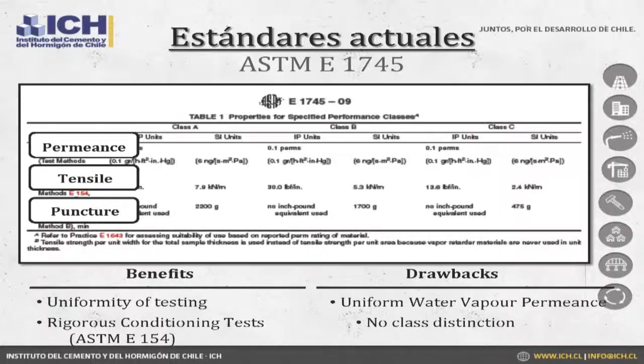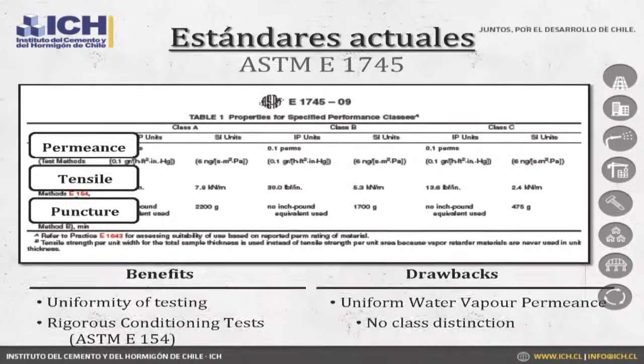Okay. All right, so just going to go over some standards that have been introduced in America and in Canada as well to prevent all the problems that I just went over. So there's 2 standards I'm going to go over. First standard, ASTM E1745. This standard measures the puncture strength, the tensile strength, and the permeance of the plastic, of the vapor barrier.